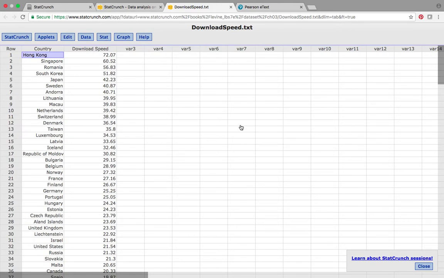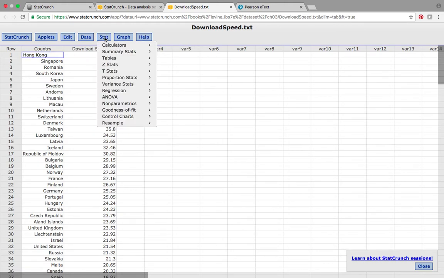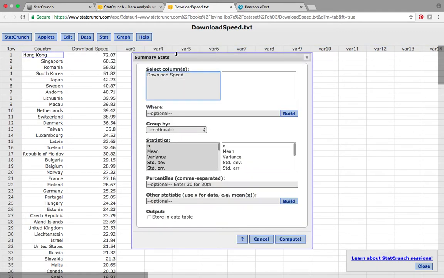So anyway, the purpose of this problem is to examine the download speed. First of all, it says compute the mean, median, first quartile, and third quartile. Guys, we should be really good at that by now. We go to Stat, then Summary Statistics, then Columns. So we want download speed.